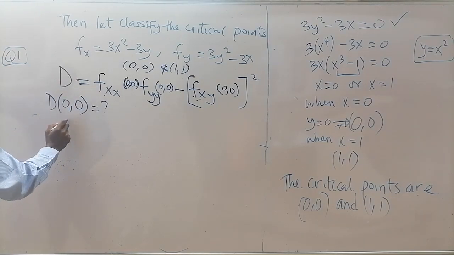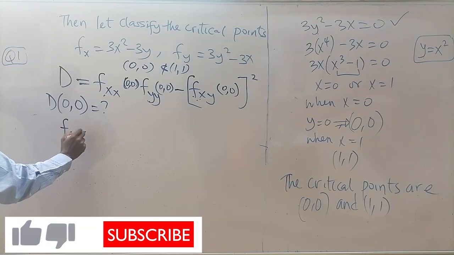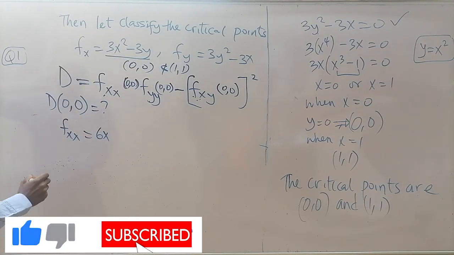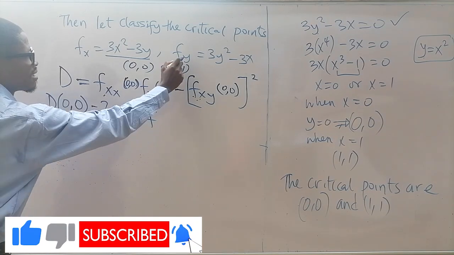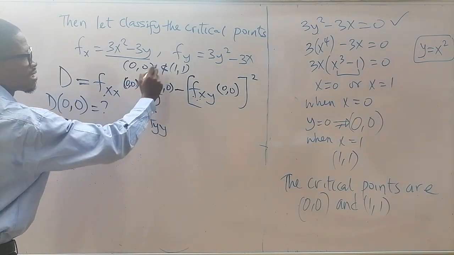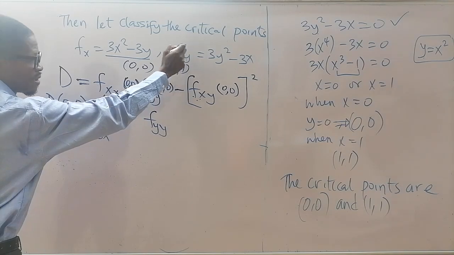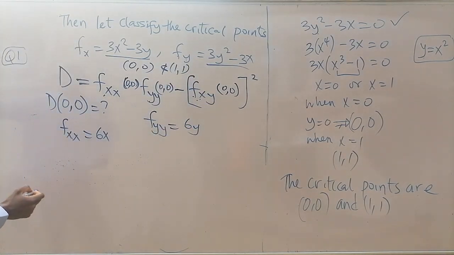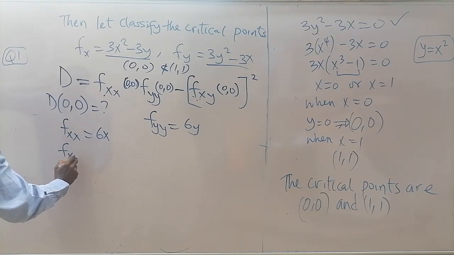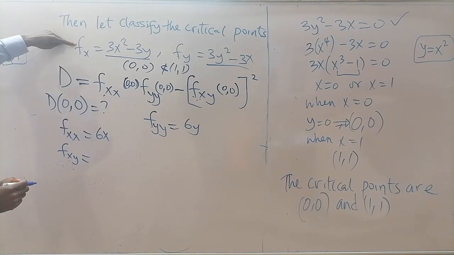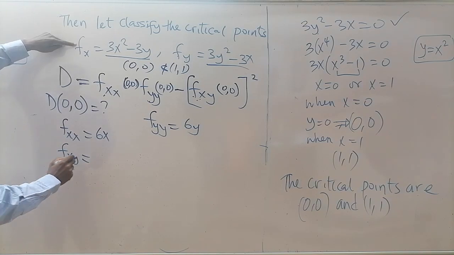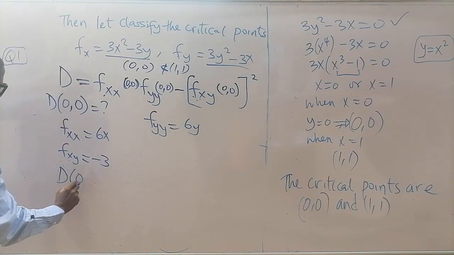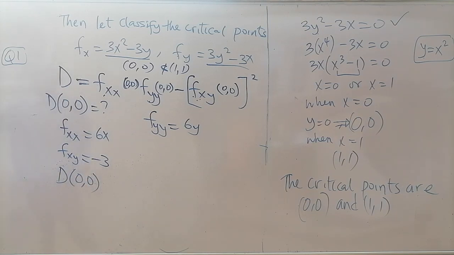So we'll find this one, the second order derivative with respect to x. If you do this one, that will give you 6x. Then we also need to find this one. Do it again with respect to y, the second order derivative with respect to y, and that's 6y. We need f subscript xy. We are differentiating this first order with respect to y, and that'll be minus 3.